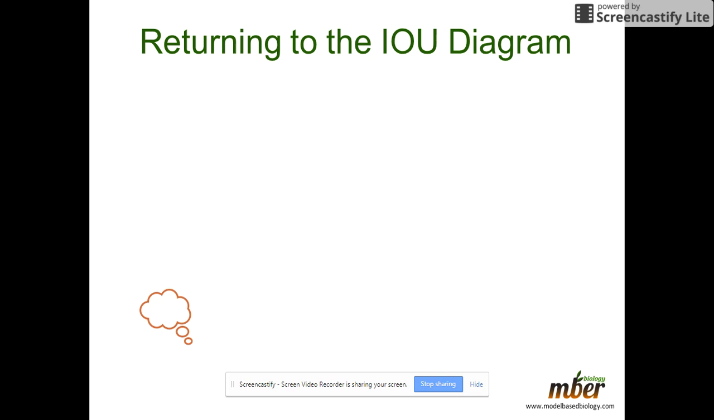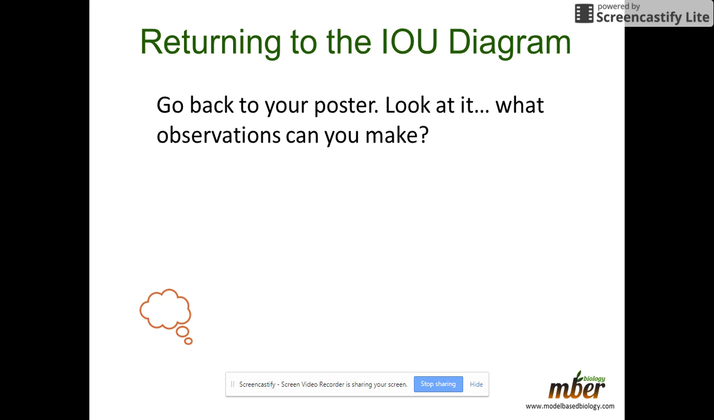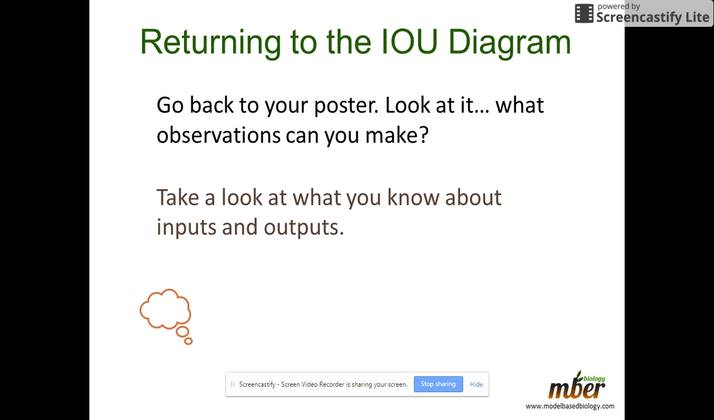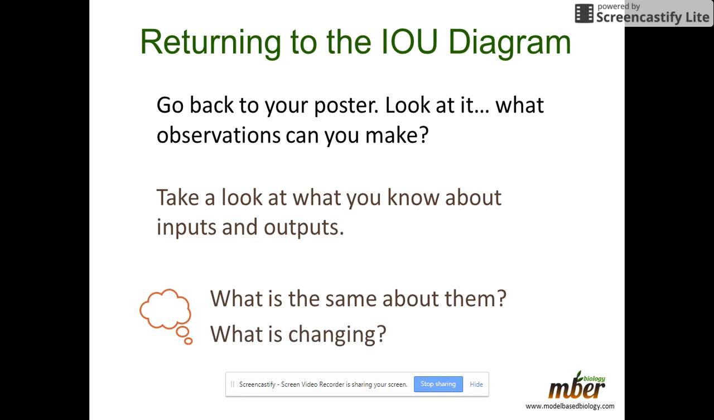Okay, now returning back to this diagram, go back to your poster and think about what other observations can you make. What do you know about inputs and outputs? What is the same? And what is changing?